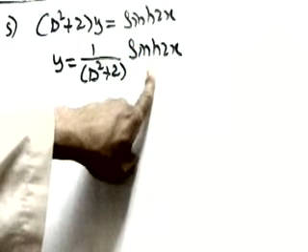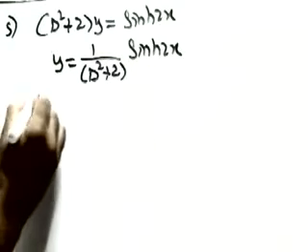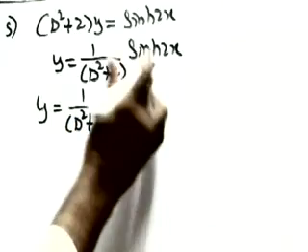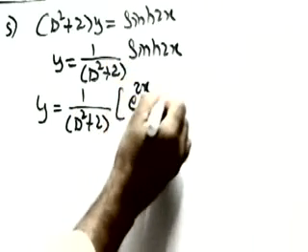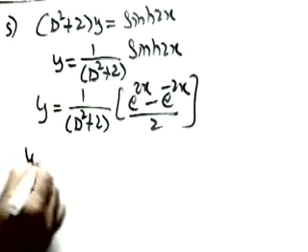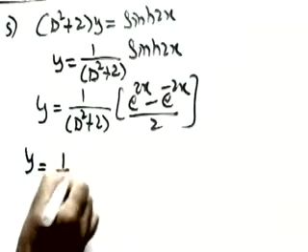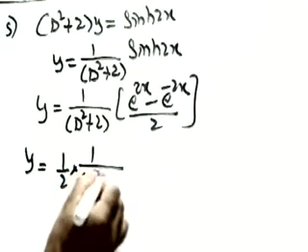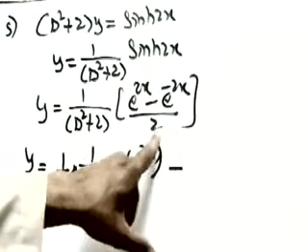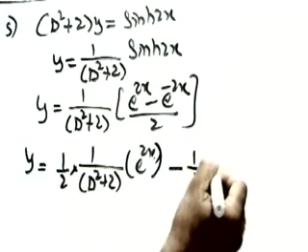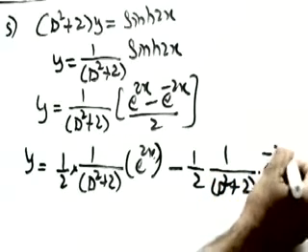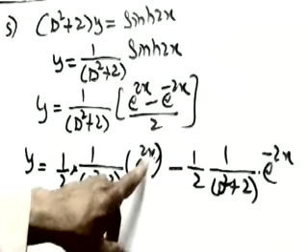I just explained, when we get sinh x, its formula is (e^x - e^(-x))/2. So y = 1/(D² + 2) (e^(2x) - e^(-2x))/2. Now if you separate this, you will get two values. y = 1/2 · 1/(D² + 2) e^(2x). This is one function, minus, again you write 1/2 · 1/(D² + 2) e^(-2x). So these two are different questions.